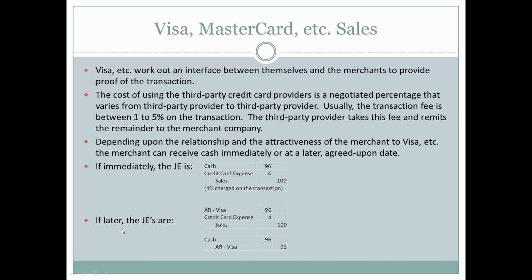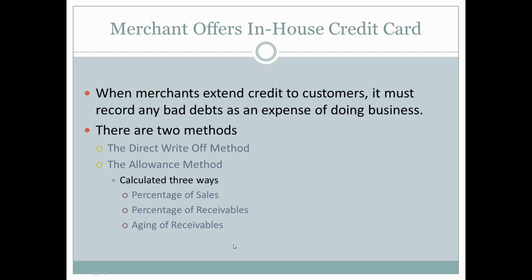If they're going to receive the money later, the journal entries would be accounts receivable from Visa, $96, credit card expense of $4, sales in the amount of $100. Then when the cash is received later on, cash debited $96, and then the receivable from Visa will no longer exist, so it'll be credited.